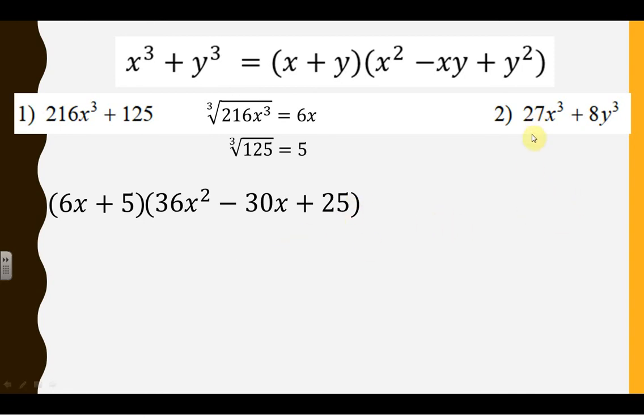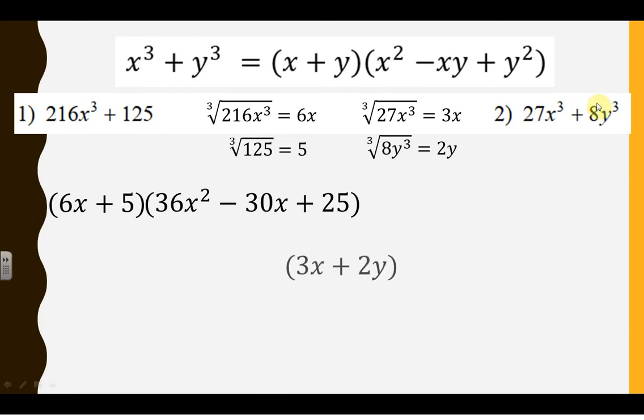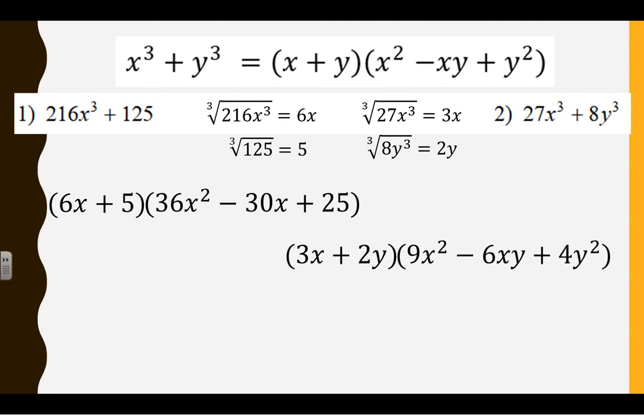Okay. Number 2. 27 is a cube root. 8 is a cube root. So again, there's my scratch work. Doing the cube root of 27x cubed, the cube root of 8y cubed. So you get 3x and 2y. So there's your first parenthesis, 3x plus 2y. Boom. Now you square. So 3x squared is 9x squared.